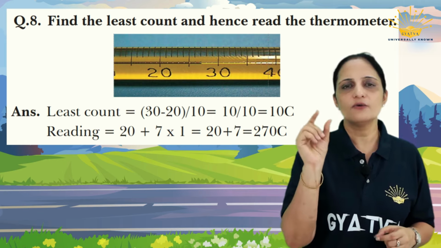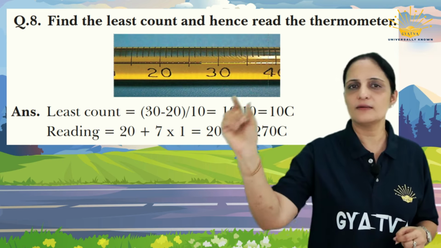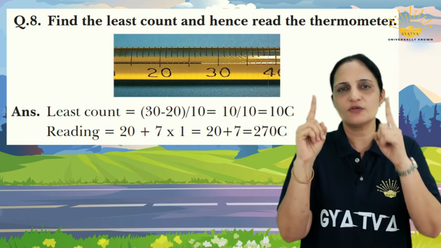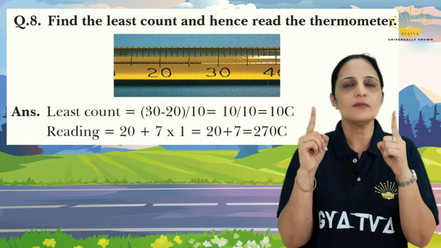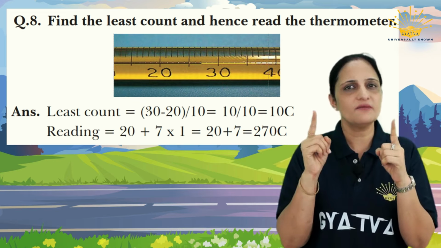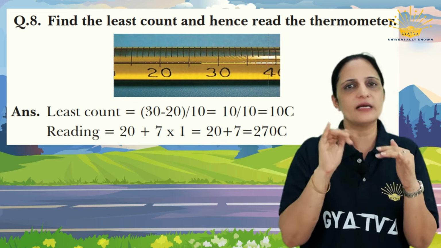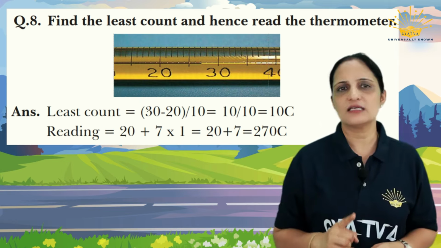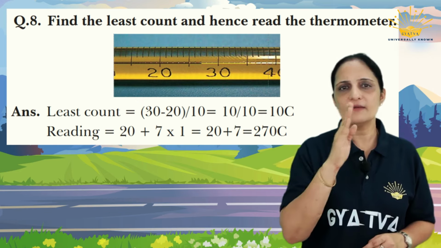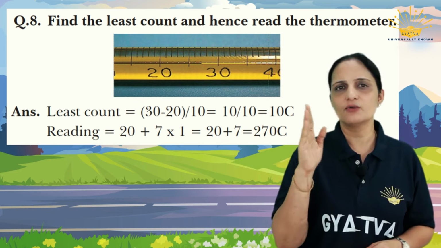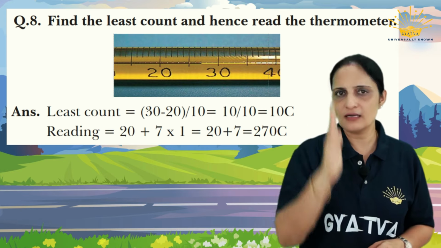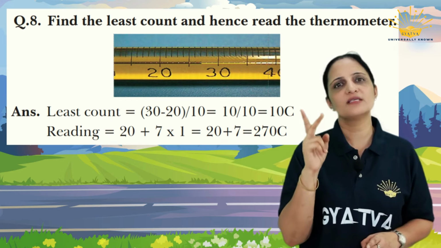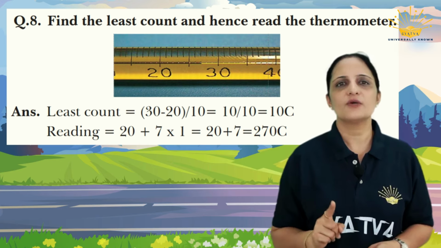Least count would be you use the 30 minus 20, the upper main scale division minus lower scale division, divided by the number of divisions between 20 and 30 we have. So between 20 and 30 we have 10 divisions. So 30 minus 20 divided by 10, that will give you 10 upon 10, that will give you 1 degree Celsius. So the reading would be, see till where black ink, that is after 25, 2 divisions are there. So 25 plus 2 will give you 27 degree Celsius. Question number 9.